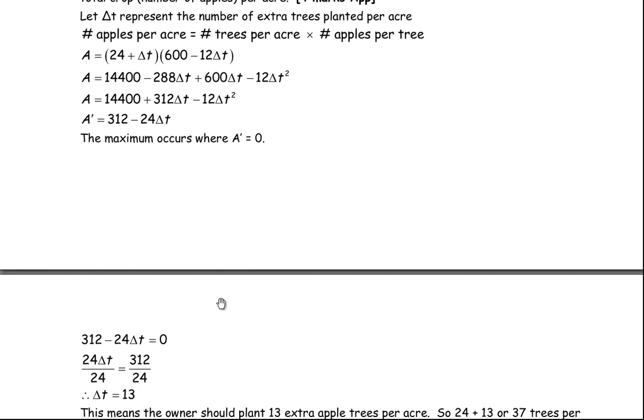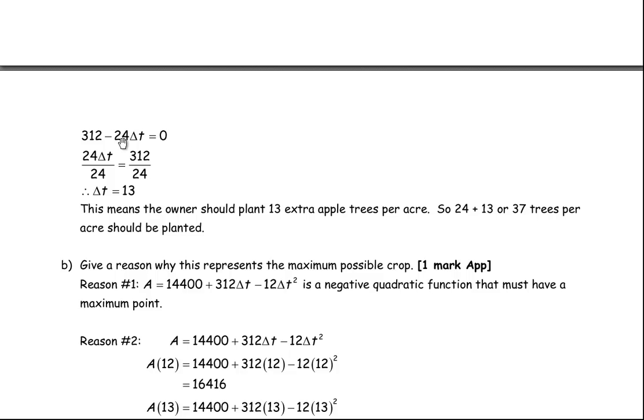And so in the top of the next page here, we're going to set that 312 minus 24 delta t equal to 0. And so I might think about bringing the 24 delta t over to the right side, even though I have it written on the left. You would have 24 delta t equal to 312, which is what I have written here, just two sides flipped. And then we divide by 24. So we get delta t is 13, which means we should plant 13 extra trees above the 24. So 24 and 13 would be 37, so it's best if we plant 37 trees in an acre, and we'll get the most possible apples.